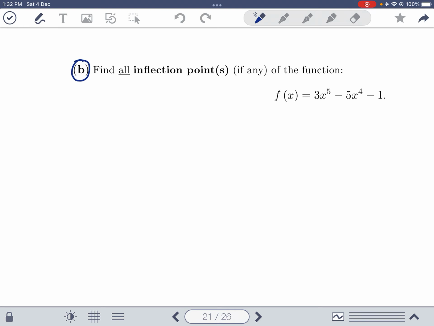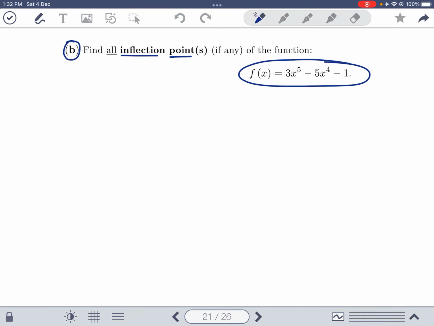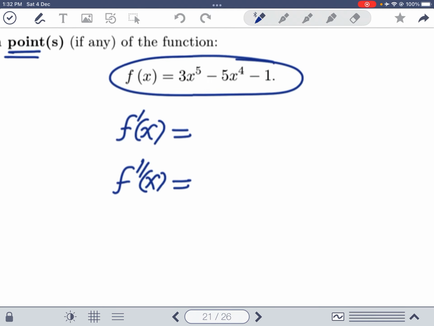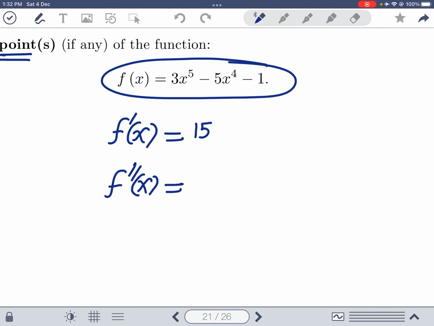Find all inflection points, if any, of the following function. Remember, inflection points are points where the second derivative changes sign. So whenever you read inflection points, you know that you have to compute the second derivative. And to compute the second derivative, you know you have to first do the first derivative. So let's do it. This will be 15 x to the 4 minus 20 x cubed minus 0. The derivative of minus 1 is minus 0, but it's not important to put it.